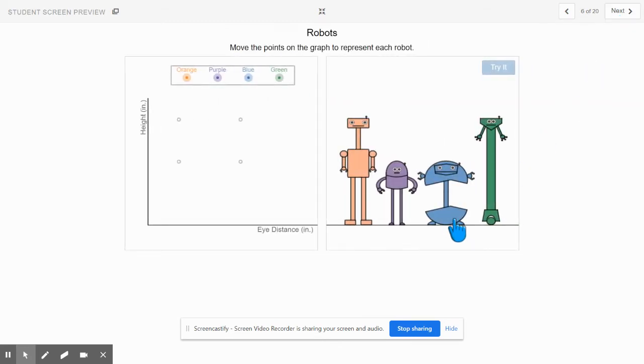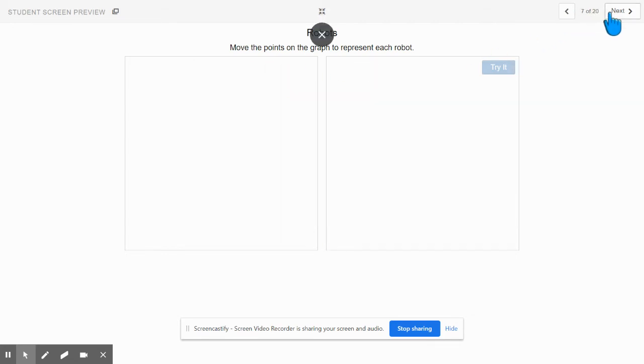Now this one takes a little bit of time. It says move the points on the graph to represent each robot. I want you to play around with these points and try to guess, not really guess, because you can look at the graph and get a sense. Now if I look at this orange robot, it's tall, right? But the eyes are far apart. So which one of these points, where would I drag the orange? It's tall, but the eyes are far apart, okay? Go ahead and put these points where you think they should go. The purple's short, but the eyes are close. The blue's short, but the eyes are far apart. And the green's tall, but the eyes are close. You do the best you can. I'm not going to do every slide for you, all right?